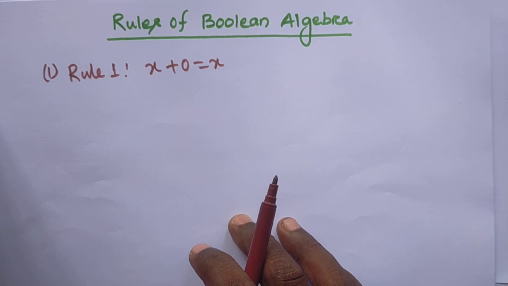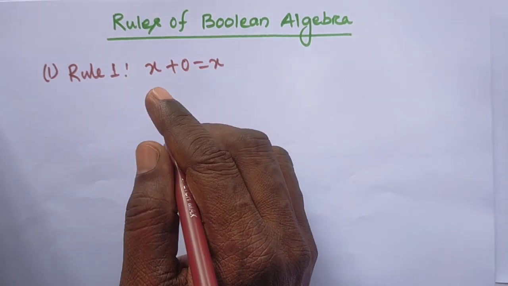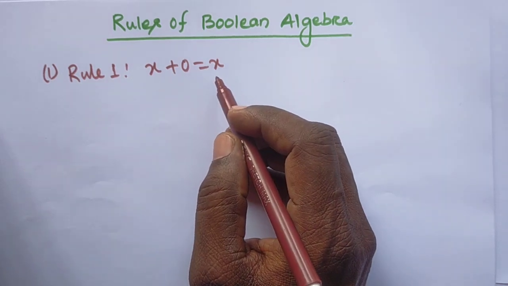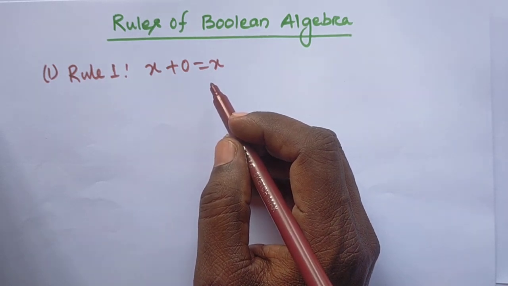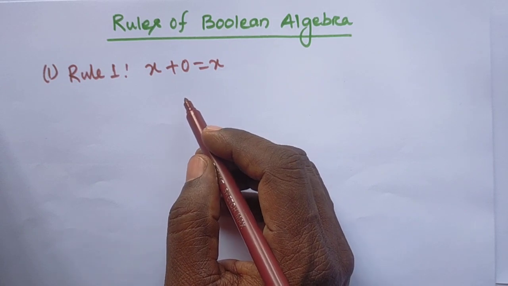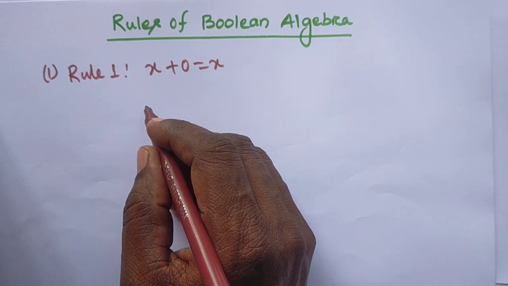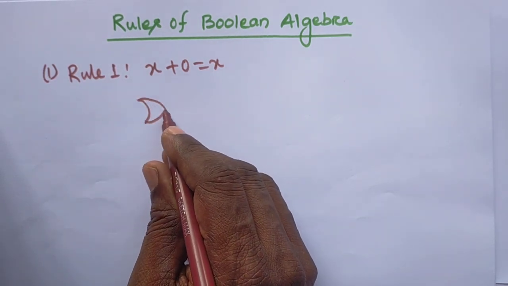Here we prove this with the variable x and an OR gate. 0 is another kind of variable. Here x is one variable, 0 is another variable. The sum of those two variables is equal to x. Now we prove it through the OR gate. Take the OR gate, which all of you know, in a very simple way.